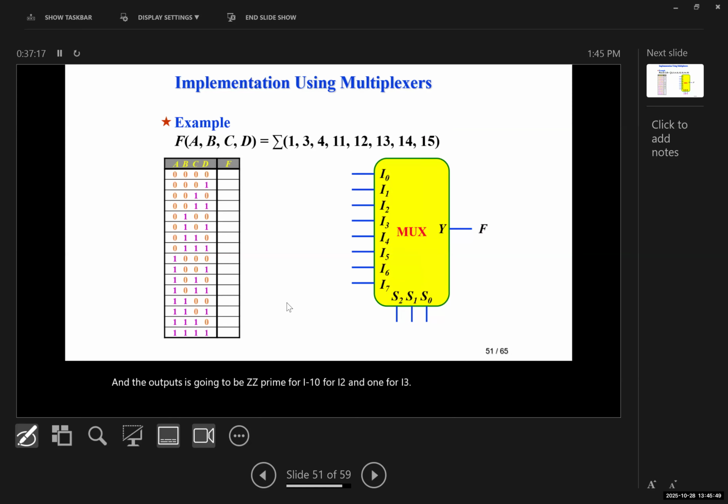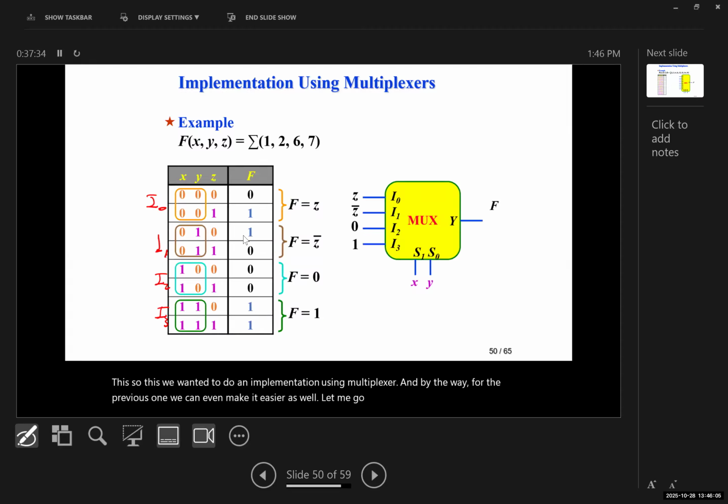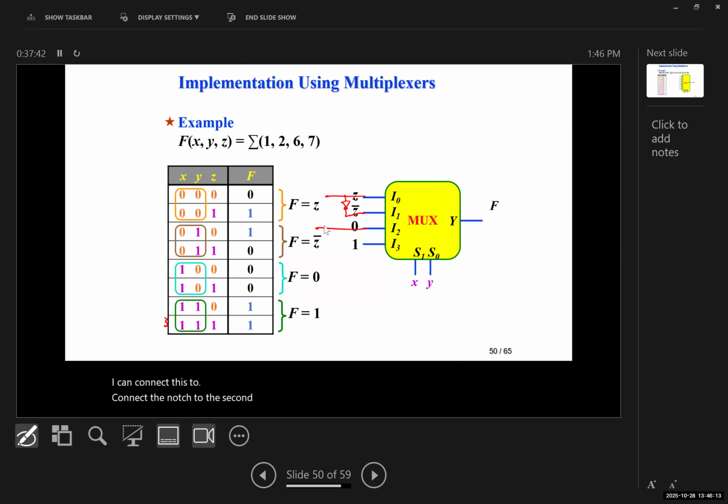Now that was the easy one. Let's solve it for this. So this, we wanted to do an implementation using multiplexer. And by the way, for the previous one, we can even make it easier as well. Let me go back. Instead of having this, I can connect this to a Z, connect the not to the second one, and I can connect this to a 0 and with a not to a 1. Okay. I can have 2 inputs, Z and 0, and 2 nots that connect them together. Even make it easier. Okay.